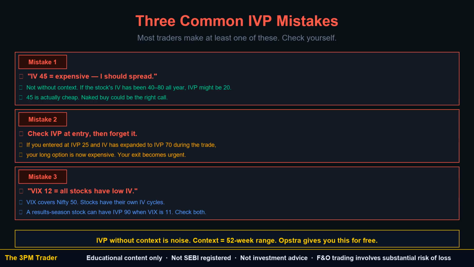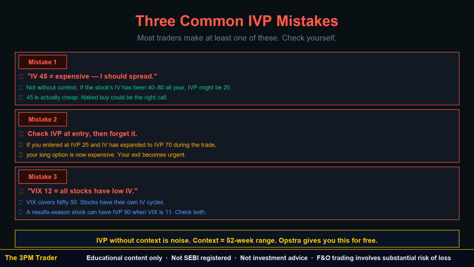The most common mistake I see, traders confuse IV with IVP. They see IV equals 45 and say that is high, I should spread. But if the stock's IV has been between 40 and 80 all year, IVP might be 20. 45 is actually cheap for that stock. Buying naked is the right call.